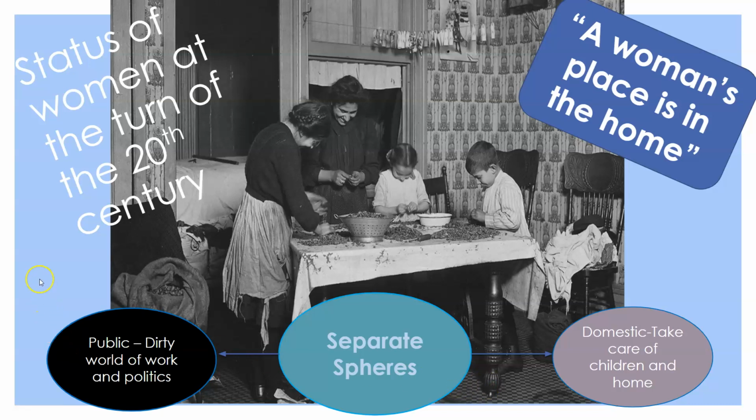During the turn of the 20th century, around the year 1900, what was the status of women? Well, the idea was that a woman's place is in the home. And there were separate ideas here. One was that the public world was dirty, full of work and politics, and women didn't need to be a part of that. They should stay home. They should stay and work on the domestic front, take care of children in their home.